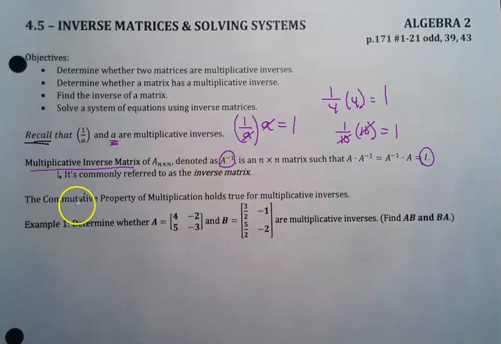Here, it's good to know that the commutative property of multiplication holds true for multiplicative inverses. And we kind of see that here, right? It doesn't matter if we do A times its inverse or the inverse times A. The commutative property applies.